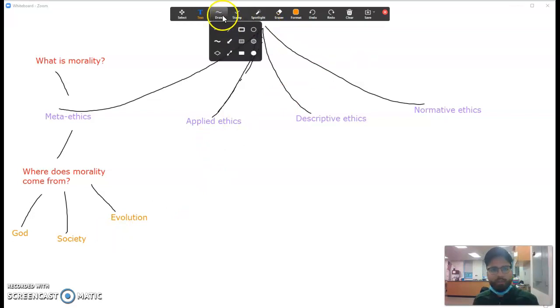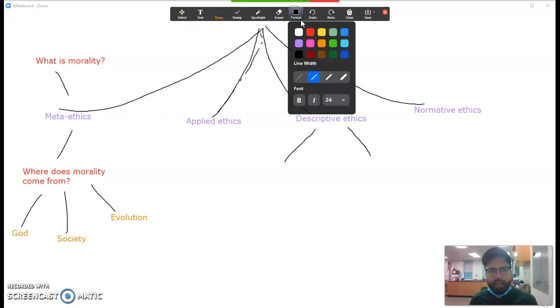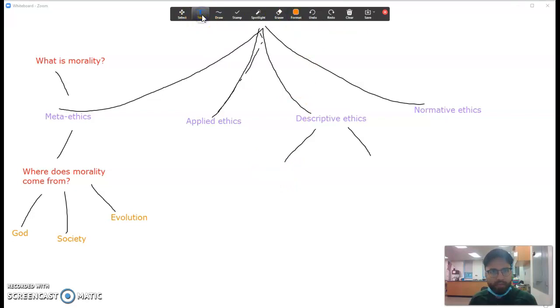Then we looked into descriptive ethics. And descriptive ethics, again, has lots of things. So one would be, let me go back to black here, basically just asking, like, how are societies different in a moral sense? And why are societies different? Did I spell societies correctly? Societies.